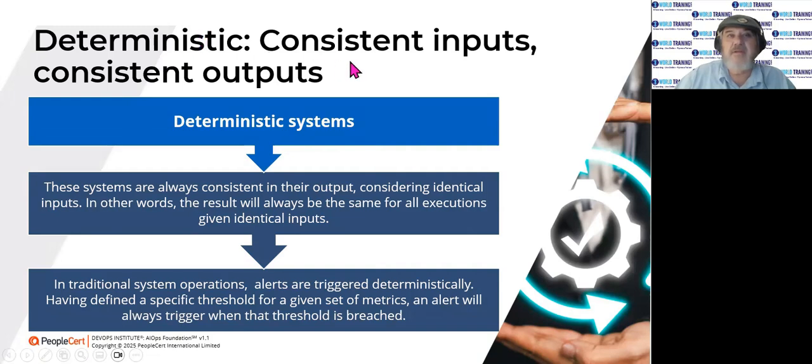So deterministic, you're dealing with consistent inputs and consistent outputs. That's almost the definition of what deterministic means. With the same input, you should get the same output. These systems are always consistent in their output, considering identical inputs. In other words, the result will always be the same for all executions given identical inputs. So in traditional system operations, alerts are triggered deterministically. Having a defined specific threshold for a given set of metrics, an alert will be triggered when that threshold is breached.